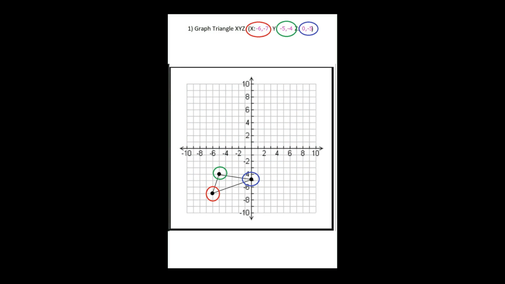Now, with number 2, we go back to the beginning. This time, we're to take that same shape and translate it 2 units to the left and 3 units down. So let's see what that looks like. So let's move our shape. Let's go. 1, 2 units to the left. Now, 3 units down. 1, 2, 3. Now, what's our brand new set of coordinates? Here we have our X is -6, -7. Y is -5, -4. And Z is at 0, -5. And those are the coordinates for the newly translated shape.